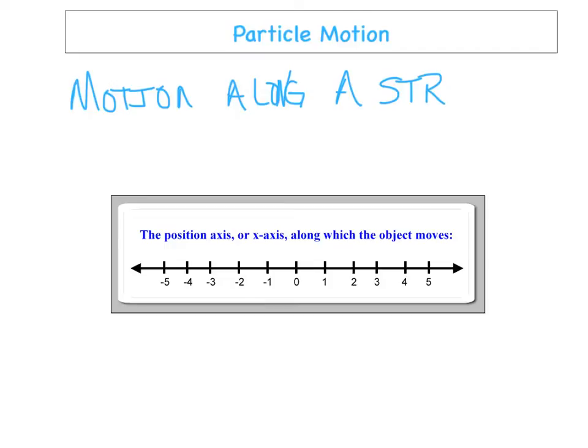Motion along a straight line. In other words, it's almost like you're running along train tracks and you have the ability to go forward or backwards, but you can't move side to side. Or you can move left to right, but that's it. So this is a one-dimensional study.